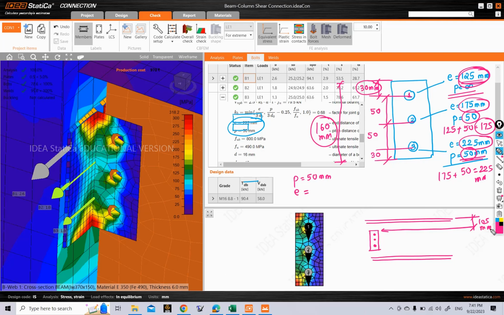And from this 105 mm, if we subtract the thickness of our beam flange here, which was 10 mm, we get 95 mm. And then we know that the distance between the edge of our cleat plate to the center of our first bolt is 30 mm. So if we add this 30 mm here, it comes out to be 125 mm.